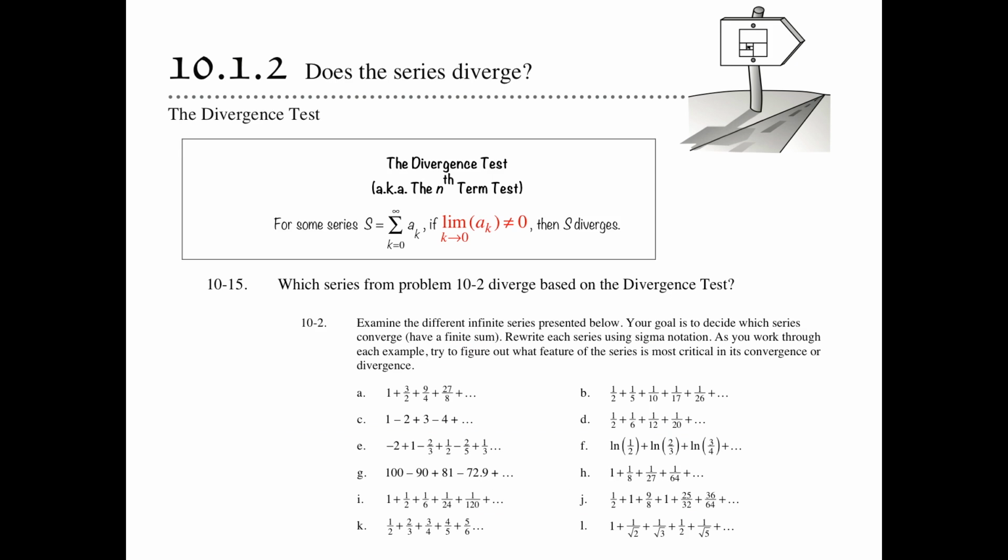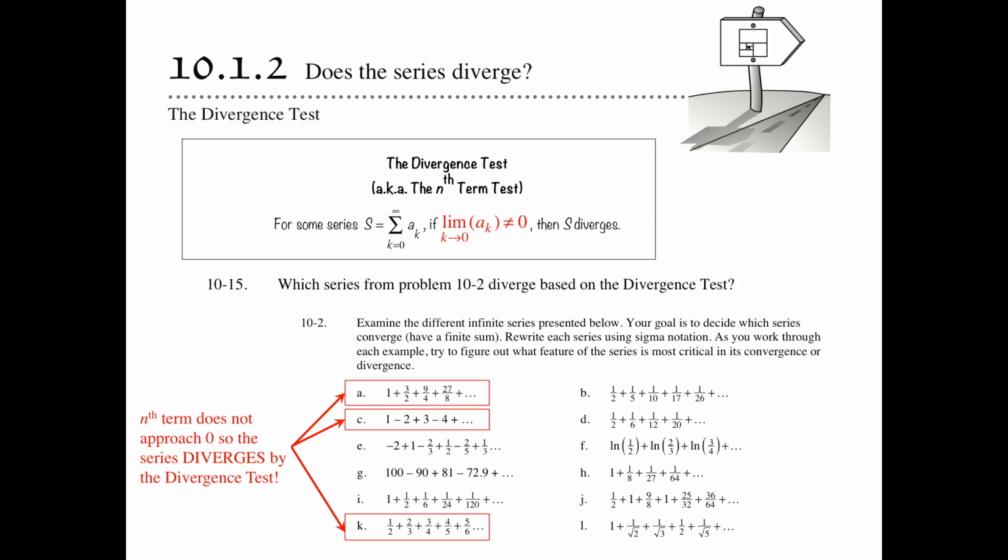And as promised, the last classwork problem in lesson 10.1.2 will direct your students back towards the set of problems from the previous lesson, problem 10-2, and will challenge them to identify from this set any series in which the divergence test can be applied. That is, the nth term does not equal 0, and then take that moment to verify or to disprove their predictions from the day before.